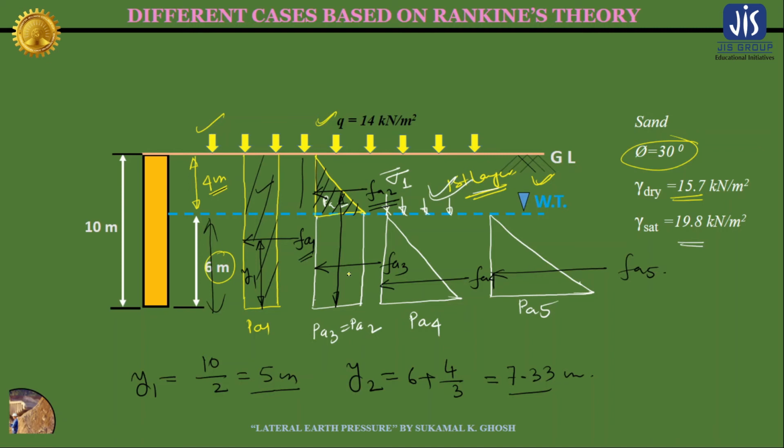Okay, now suppose this height is Y3, this height is Y4, and this height is Y5. So the Y3 will be 6 by 2, right? It is 3. The Y4 will be 6 divided by 3, it is 2, and Y5 will also be 6 divided by 3, which is 2.